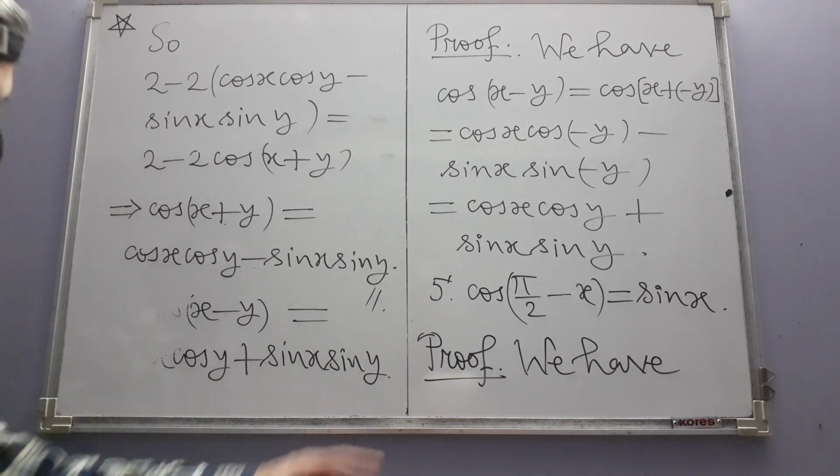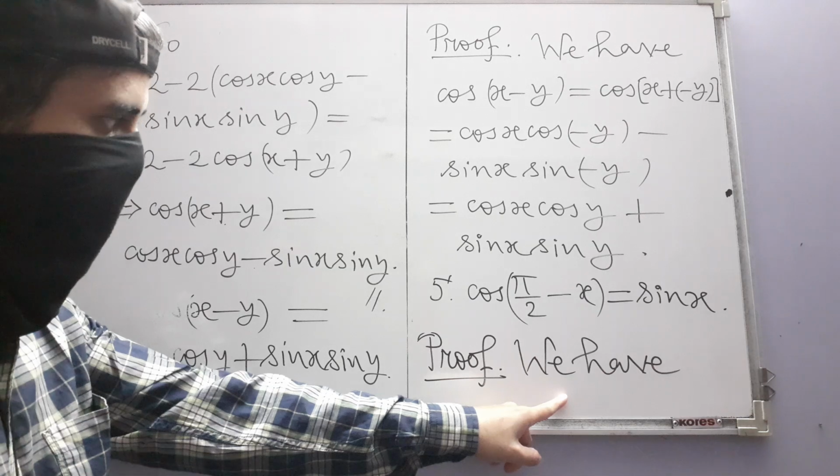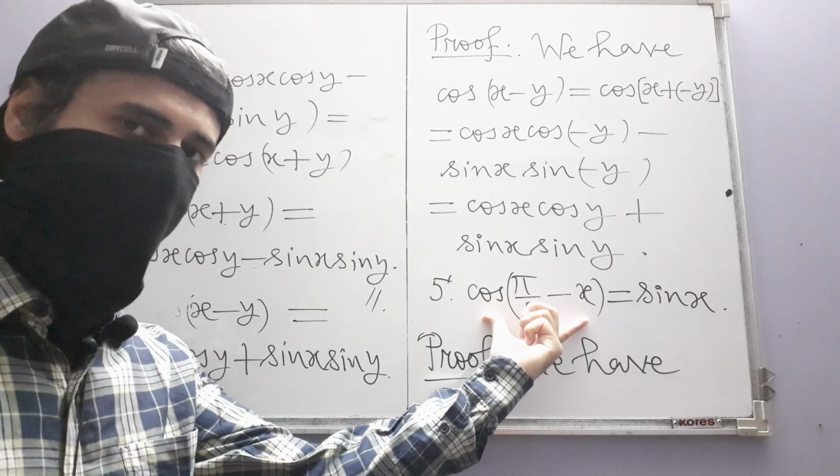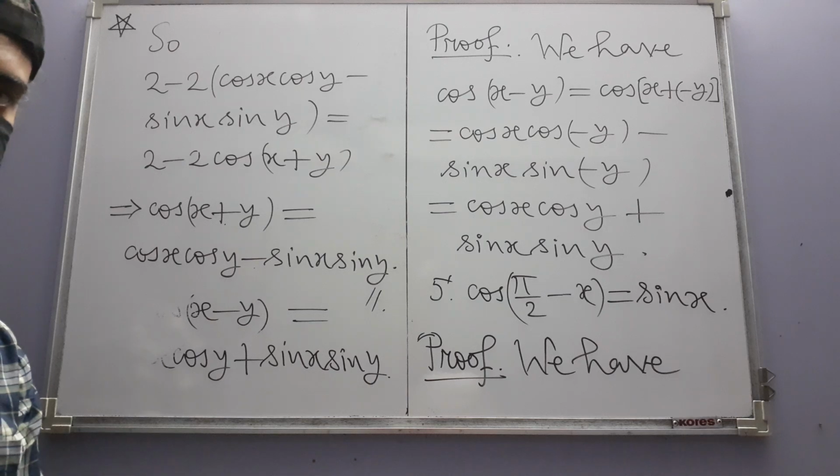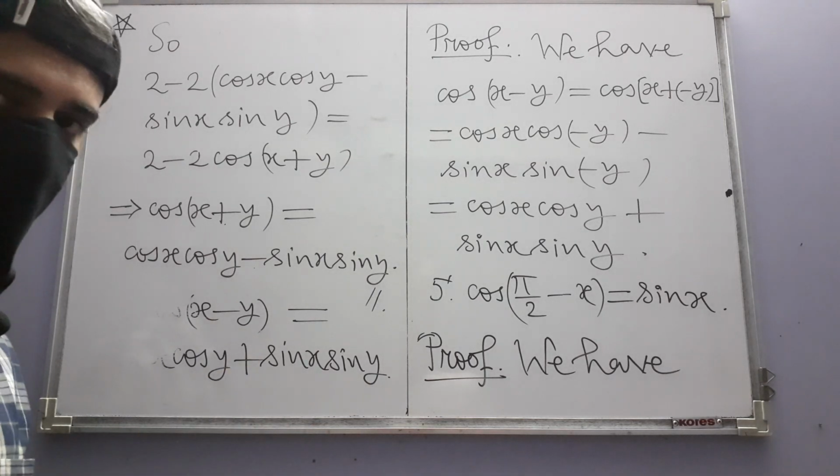Oh, so here we will be using which one? I mean, we of course will start with this side. We will be using this formula, cos(x minus y), where we have a plus in the middle.